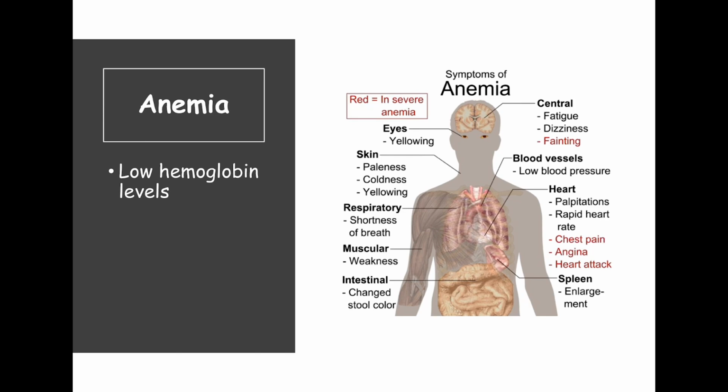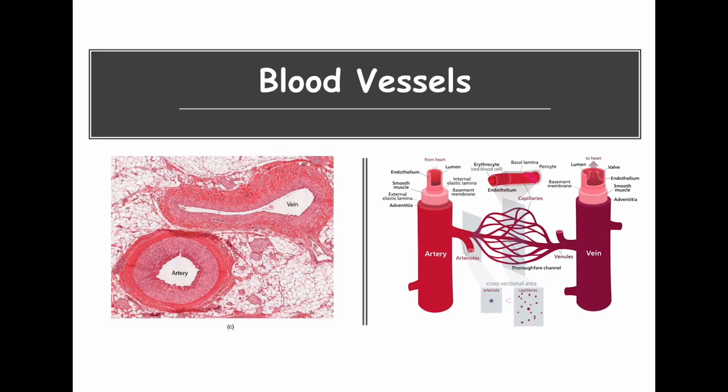Okay, so now we're moving away from the blood, and we're going to talk about the vessels that the blood runs through. We call those blood vessels. So just taking a look at this picture right here, we have an artery cross-section and a vein cross-section. Immediately looking at it, you can see that there is one that has more structure and support to it. And if you said the artery looks like it has the most support, you're absolutely correct.